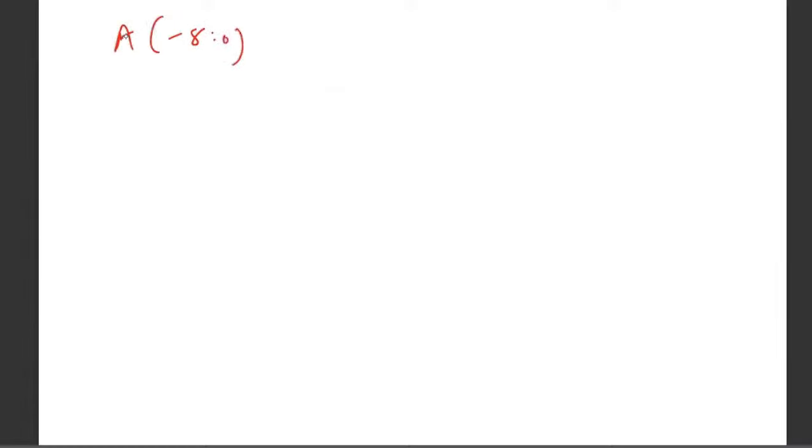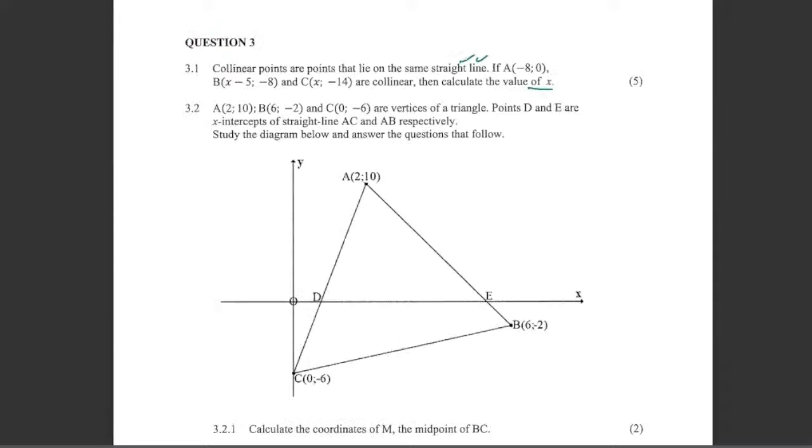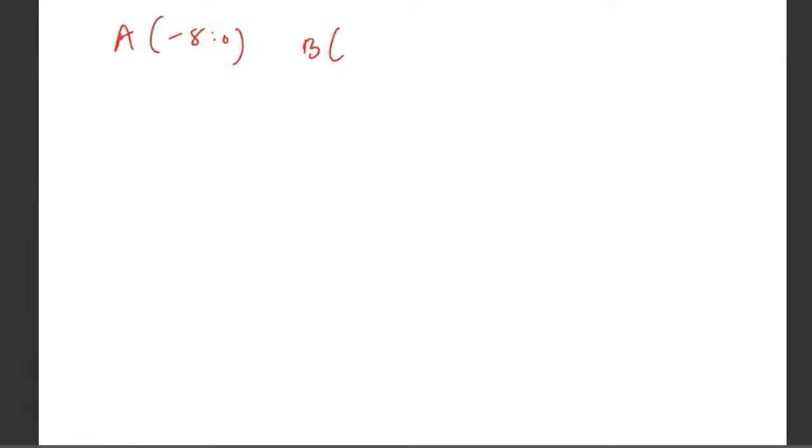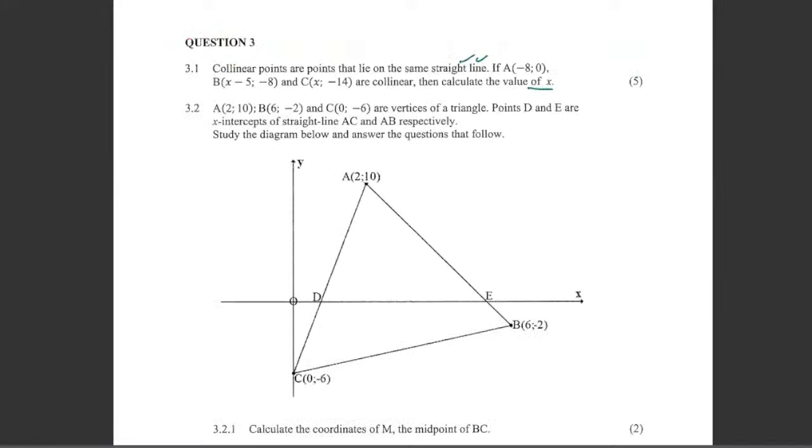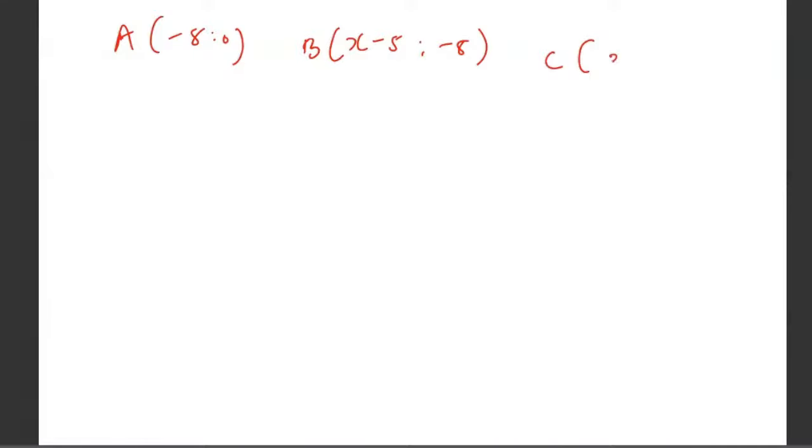Okay, negative 8 and 0. Then our B is x minus 5, negative 8. And then C is x and negative 14. Okay, so I'm going to say that the gradient of AC should be the same as the gradient of, let me say AB, but regardless of which one you use, you should be able to get the same answer.